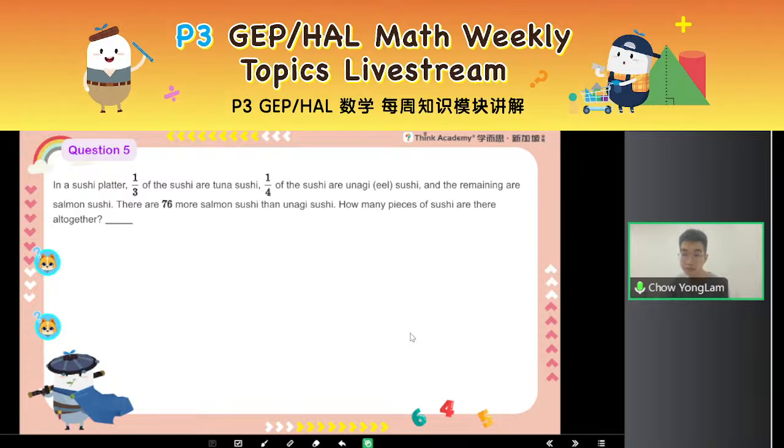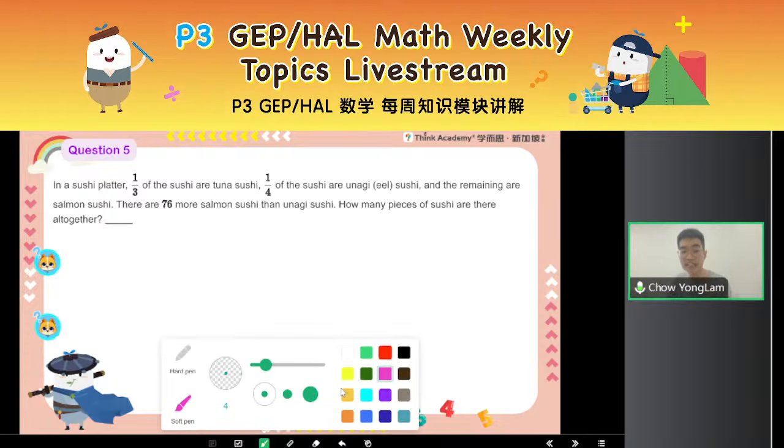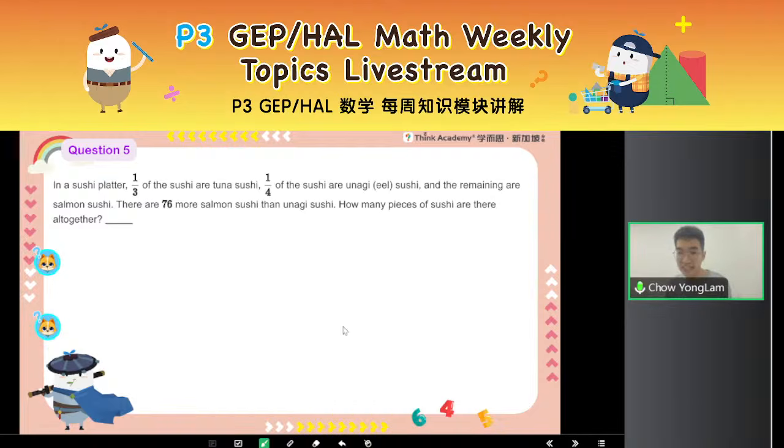Right. Now let's take a look at question 5 and read the question carefully. Underline the keywords as you go. Right. In a sushi platter, 1 over 3 of the sushi are tuna sushi. 1 over 4 of the sushi are unagi sushi, which means eel, and the remaining, the rest, are salmon sushi. Now, there are 76 more salmon sushi than unagi sushi. Take note of the number, 76 more, right? So we are comparing. All right. And now, how many pieces of sushi are there altogether?